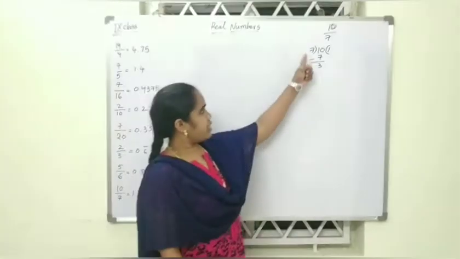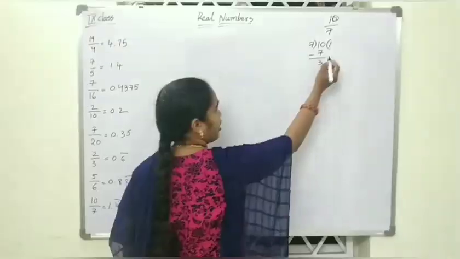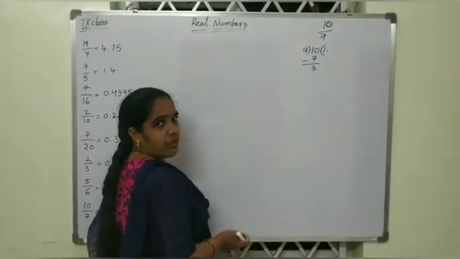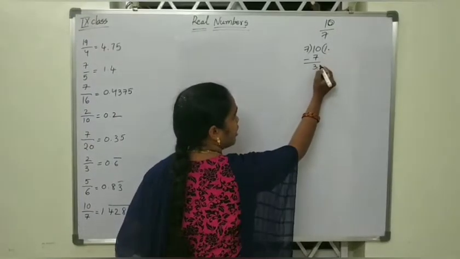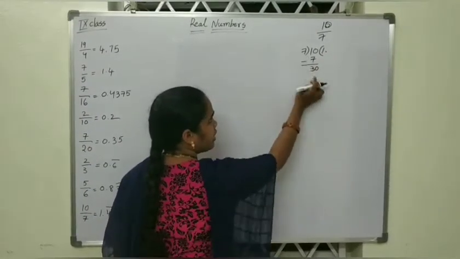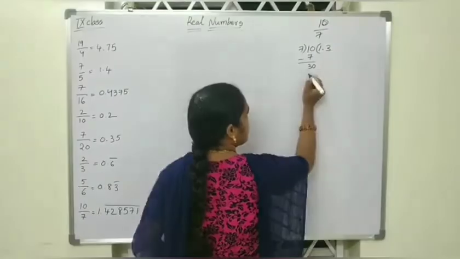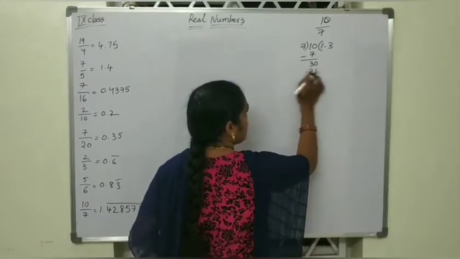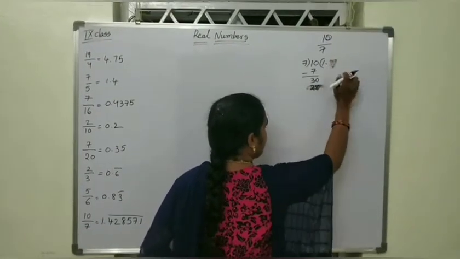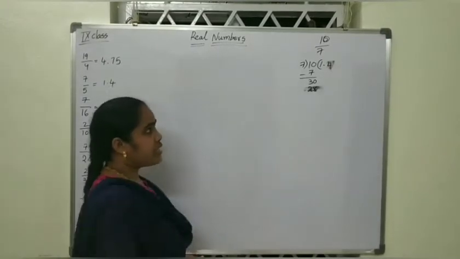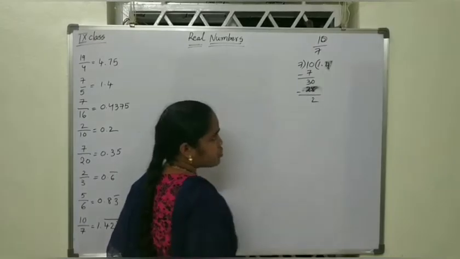Will you get 3 in the 7 table? No. 3 is less than 7. Then what do we have to do? We have to keep a decimal point in the quotient. So in the quotient place, after 1 keep the decimal point. Then we keep a 0 to make 30. In the 7 table, how many times does 30 go? 4 times. 4 7s are 28. Subtraction, 30 minus 28 is 2.